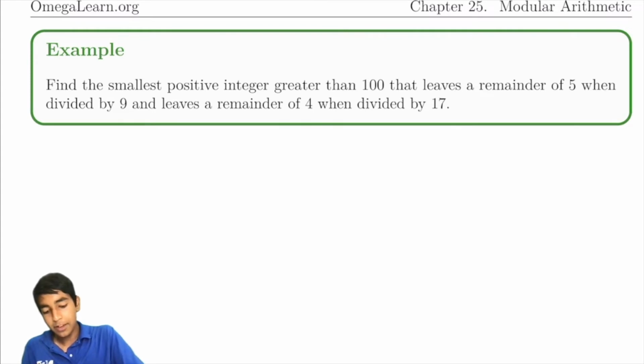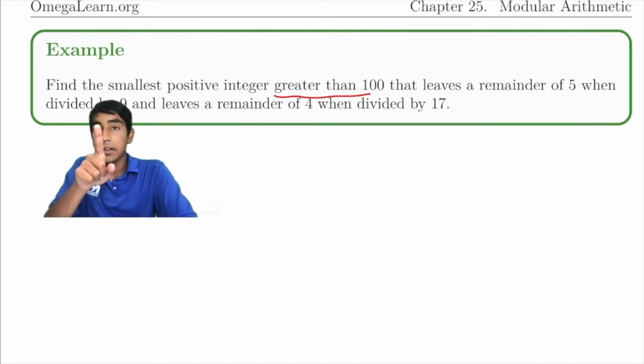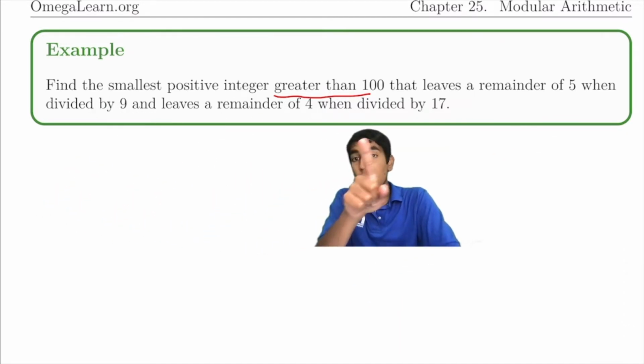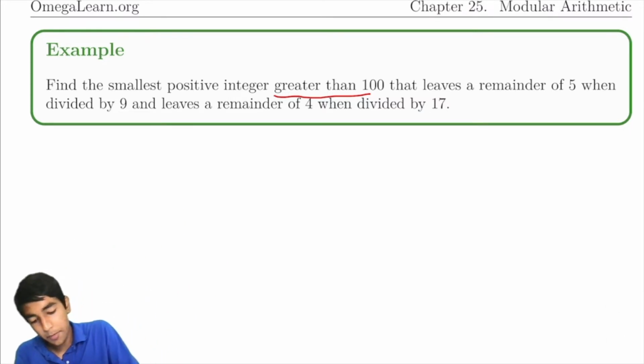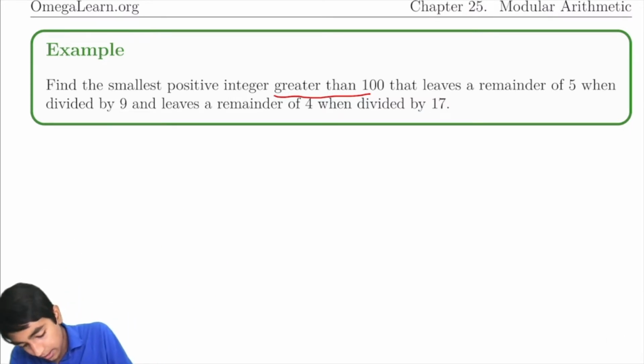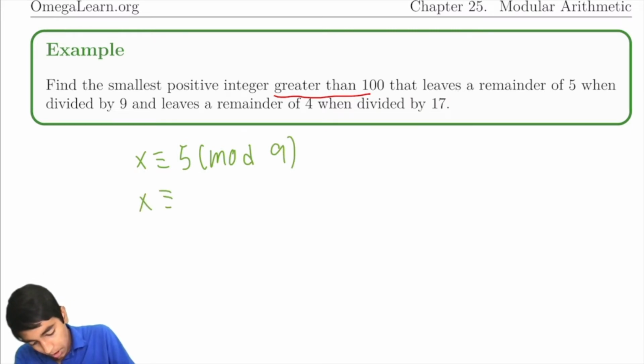Find the smallest positive integer greater than 100 that leaves a remainder of 5 when divided by 9 and leaves a remainder of 4 when divided by 17. So what is that in terms of mods? Let's say x is 5 mod 9 and x is also 4 mod 17.